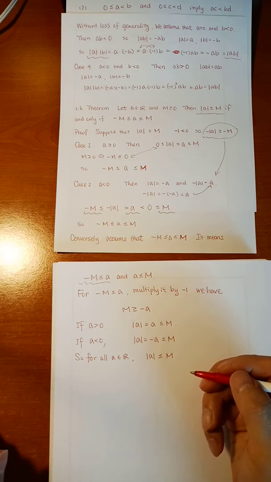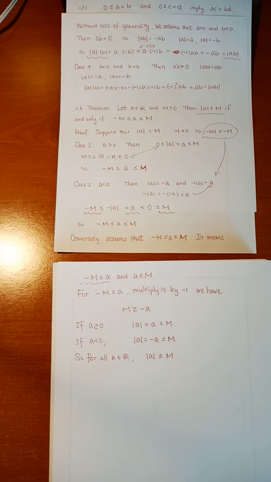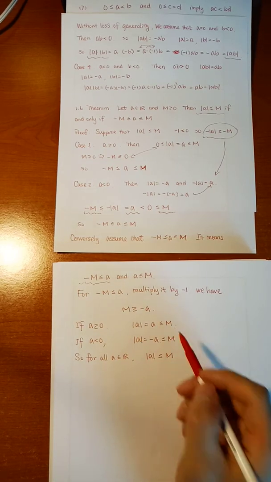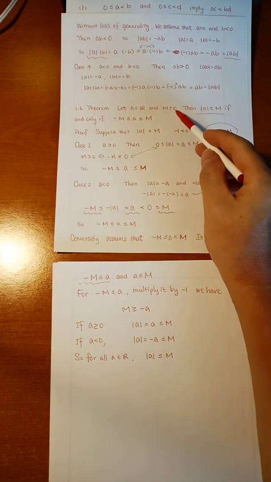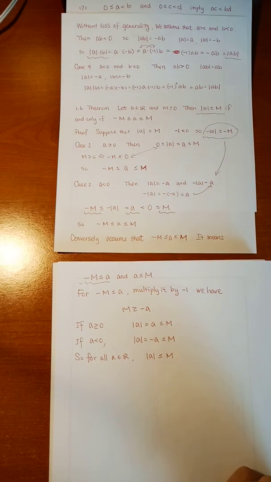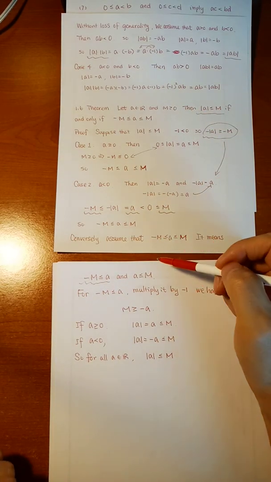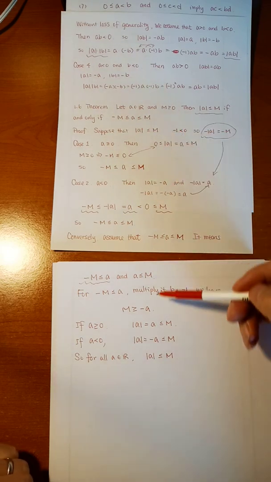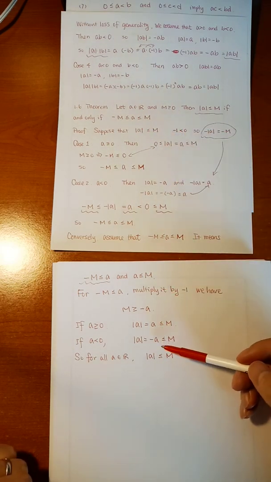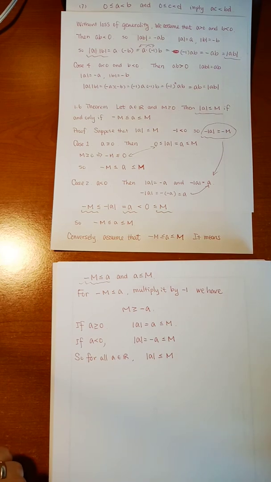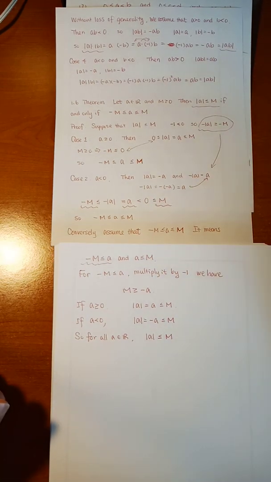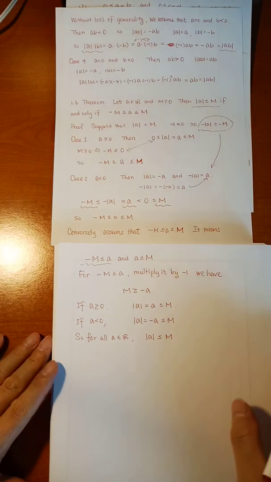Right? Here we can include the 0. If a is equal to 0, 0 is less than m because of the condition. Right? So from the second statement, we do the cases discussion, we get the first statement. First implies second, second implies first, then we have if and only if.